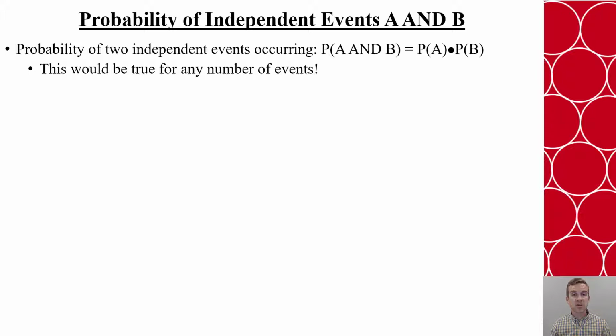So let's first look at the word "and" being used in probability, and let's say that those events are independent of one another. When this occurs, we can directly multiply their probabilities together. And this would be true whether it's 2 events or 10 events. I can just multiply the individual probabilities together.